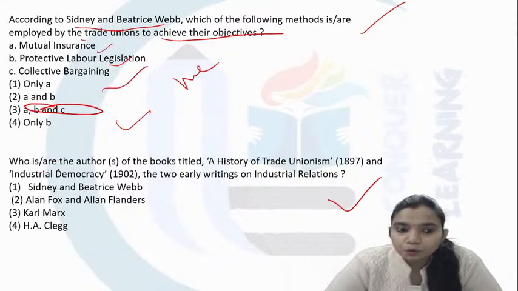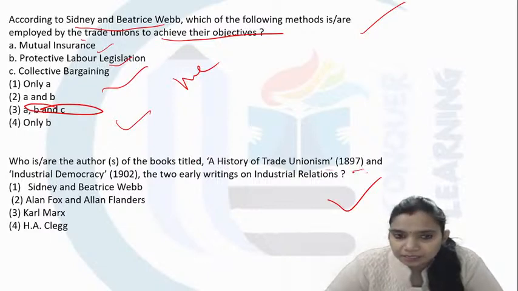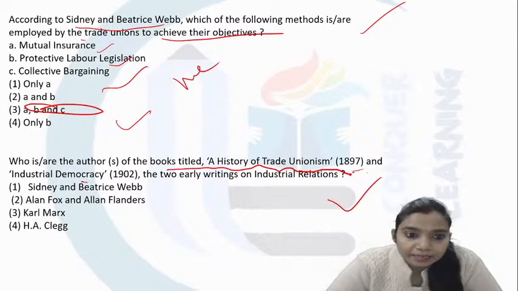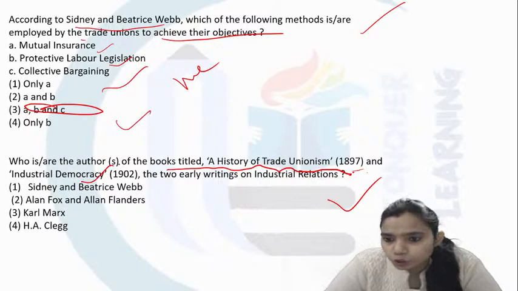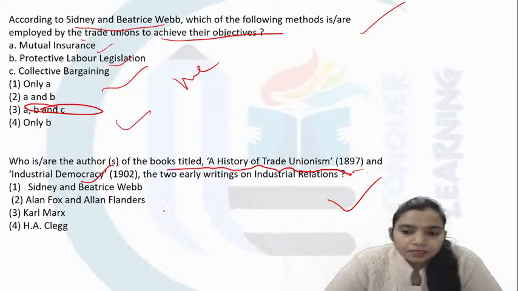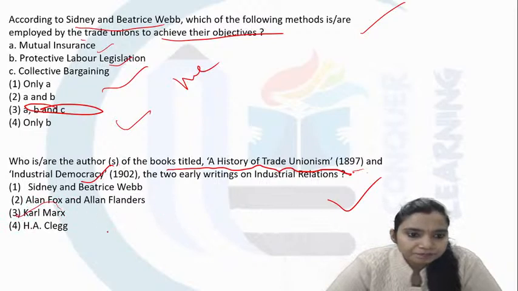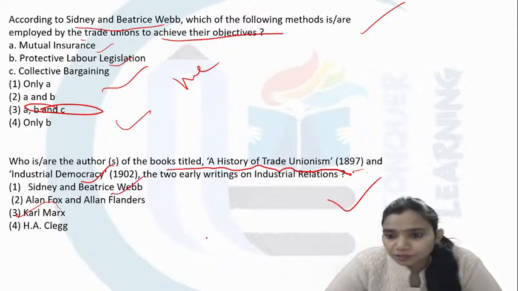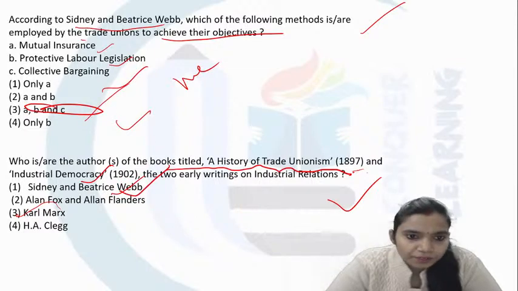Okay, next question. Who is the author of the books titled A History of Trade Unionism 1897 and Industrial Democracy 1902, the two early writings of industrial relations? Sidney and Beatrice Webb, Alan Fox and Alan Flanders, Karl Marx, H.A. Clegg. So second question, who is the author of History of Trade Unionism and Industrial Democracy? Yes, Divya Jyoti has answered 3. Correct. Yes, the answer for this is, sorry, option number 1. Sorry, it's 1, not 3. 3 is for the earlier one, here it's 1.